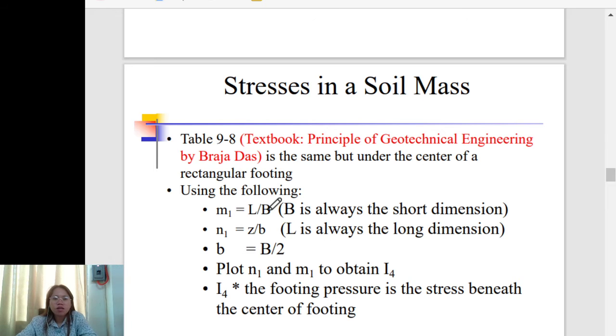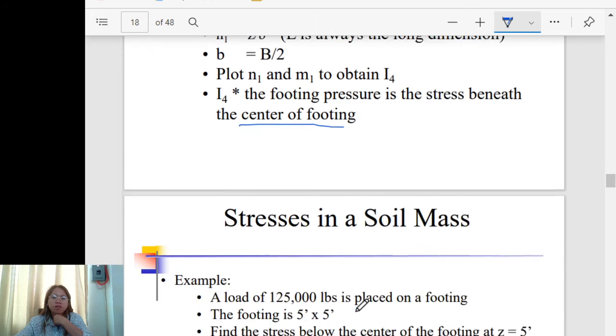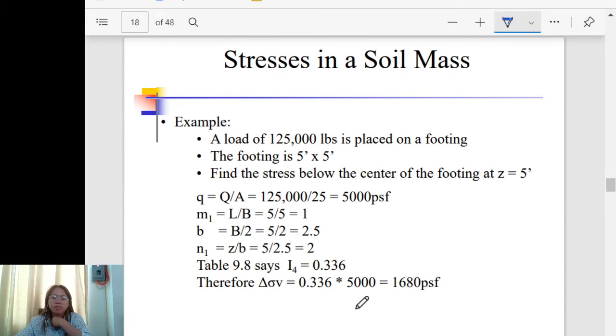Again, you have to determine your B and your L. B is always the short dimension and L is always the long dimension. So determine M1, which is equal to L over B, and N1, which is Z over small b, where the small b is equal to big B over 2. Then plot N1 and M1 to obtain I sub 4. Then I sub 4 times the footing pressure is the stress beneath the center of the footing. So this I sub 4 is for the center of the footing. We have here an example now to better understand the table.